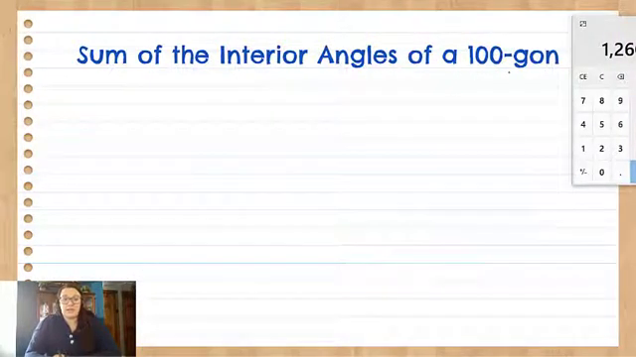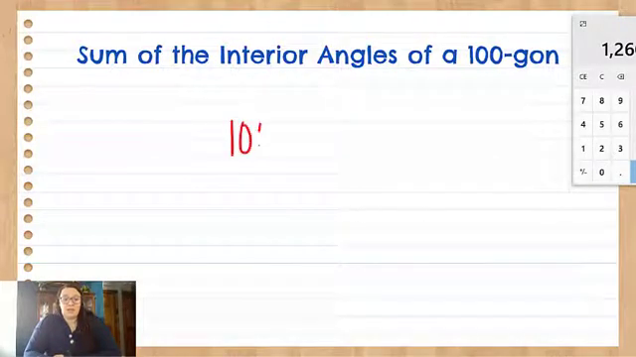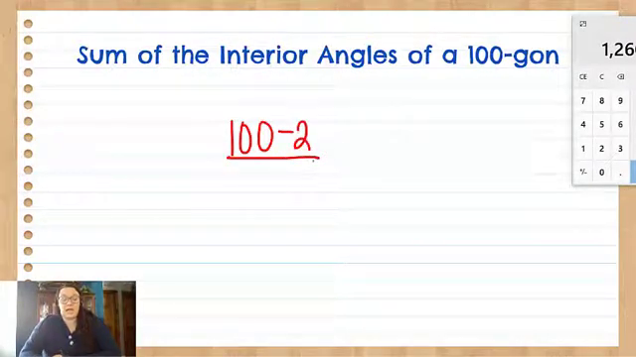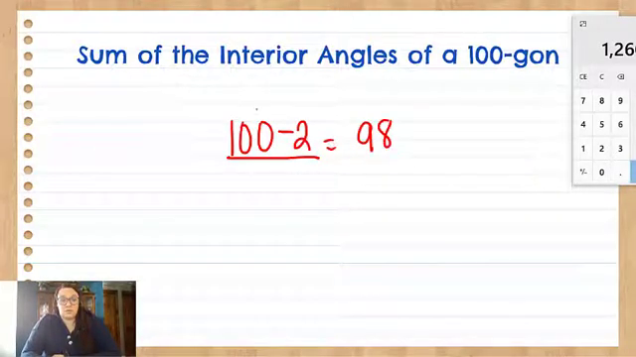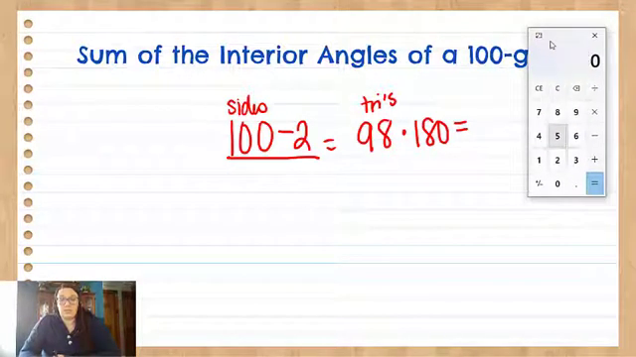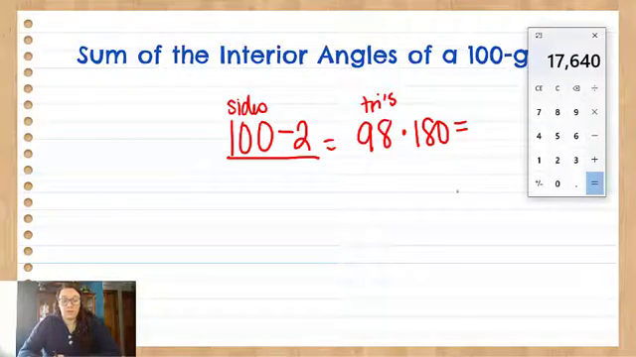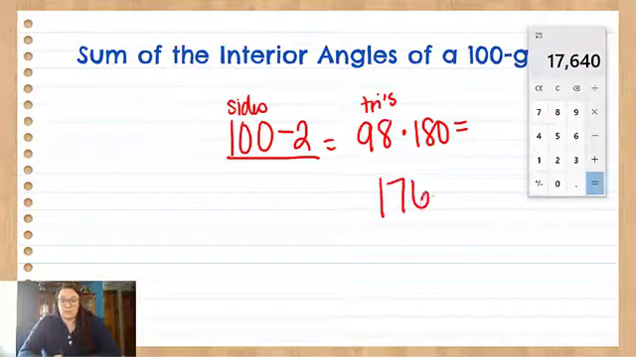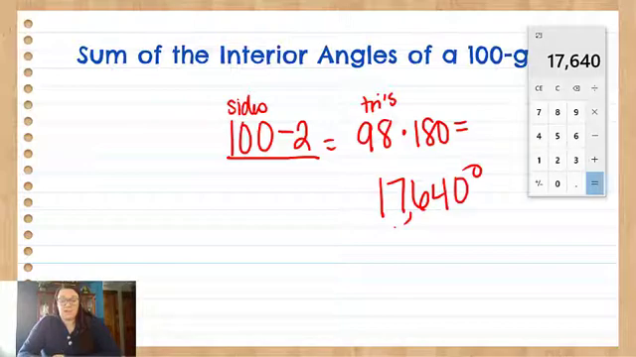So in this case, if we had a 100-gon, I could take away 2 from 100 sides, which would give me 98 triangles. So this is the amount of sides, and now this is the amount of triangles. I can multiply that by 180, and that should be the sum of the interior angles. Let's see, 98 times 180. Big number, 17,640. That's the sum of the interior angles of a 100-gon.